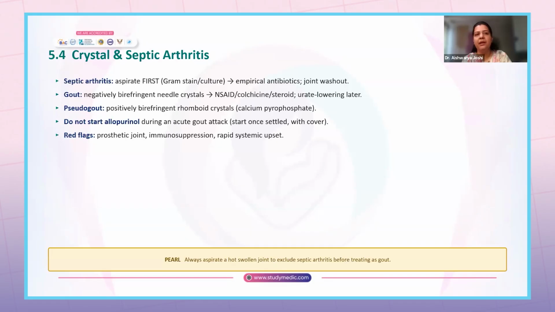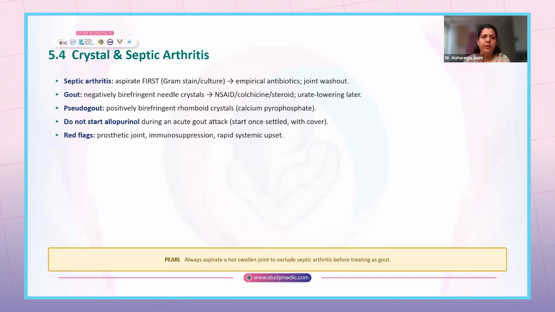Coming to crystal and septic arthritis. Questions from this are less common, but you should know because they can come and they are scoring points. Septic arthritis will be an angry, hot, thick joint. You first aspirate and start empirical antibiotics and treat it with joint washout. So you just refer to the orthopedician.